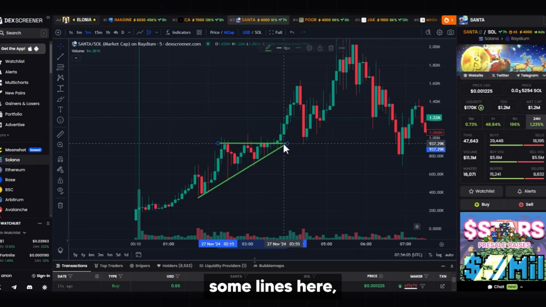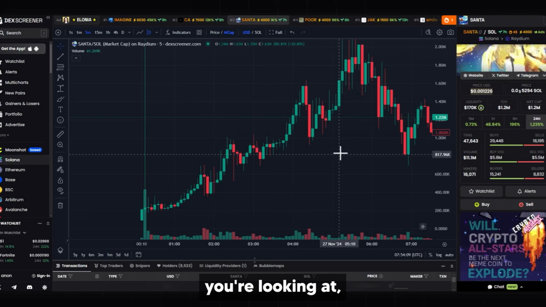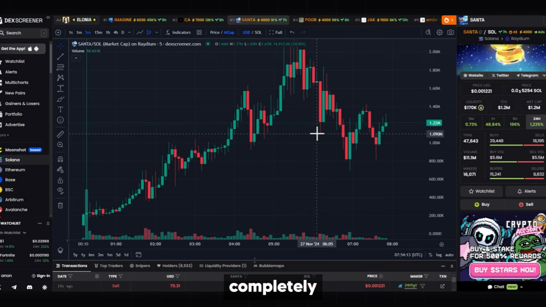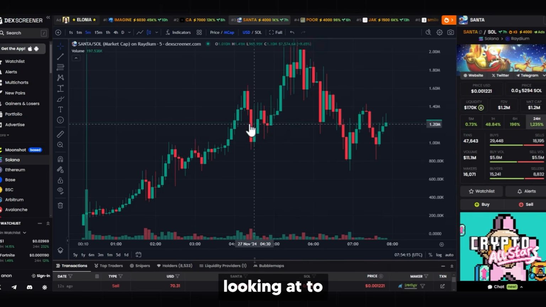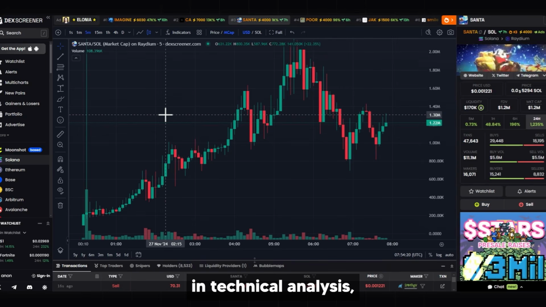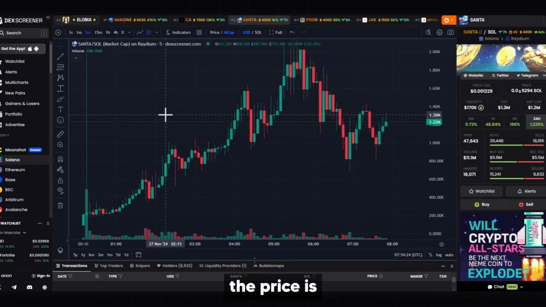I've already drawn some lines here, but if I delete them, it might become very confusing as to what you're looking at. A lot of people look at this chart and they see a bunch of lines, a bunch of nonsense, and that's completely understandable. What you're looking at is very confusing to the average person. But as long as you pay attention to certain patterns in technical analysis, you can gain a real understanding of where the price is likely to go.